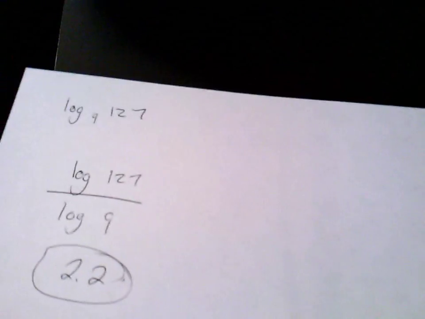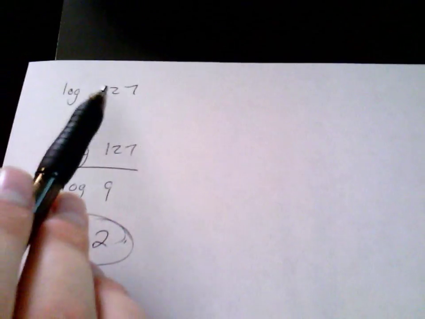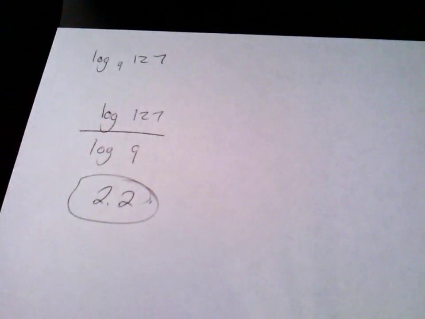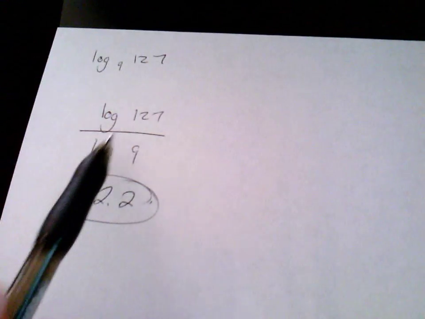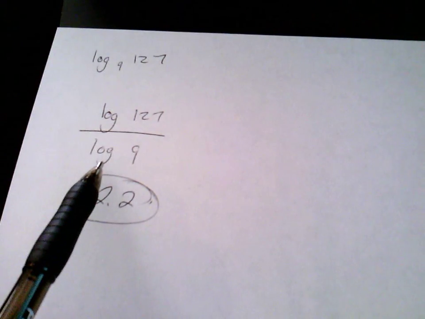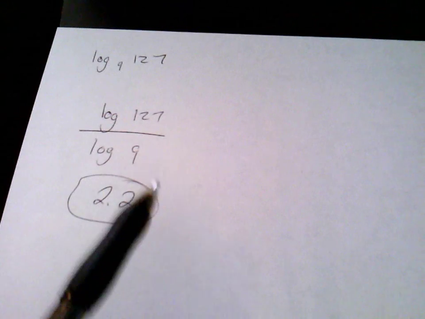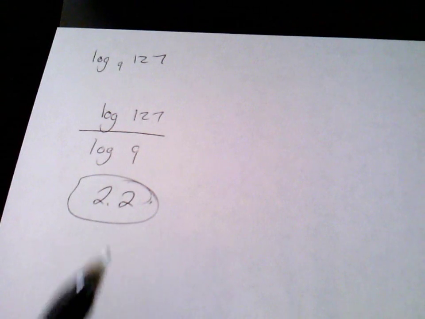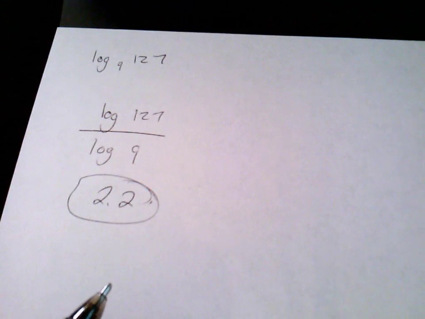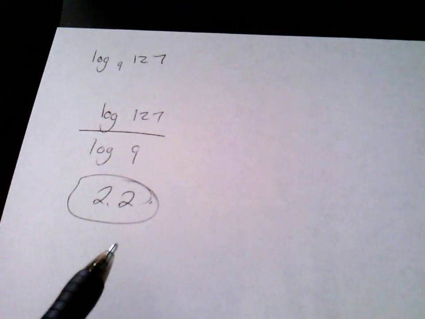Same idea as if we do it with log base 9 of 127. You take a log of the bigger number divided by log of the base, or the smaller number, you end up with the answer like this. Alright? That's how you do all this.